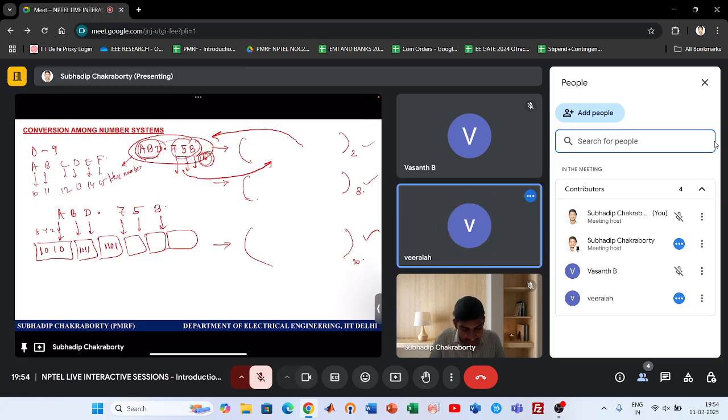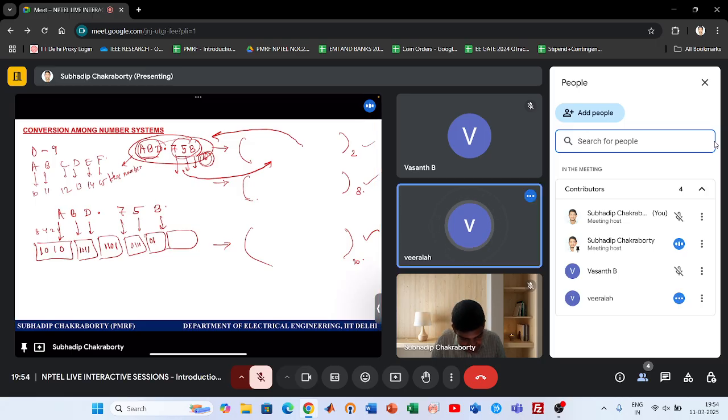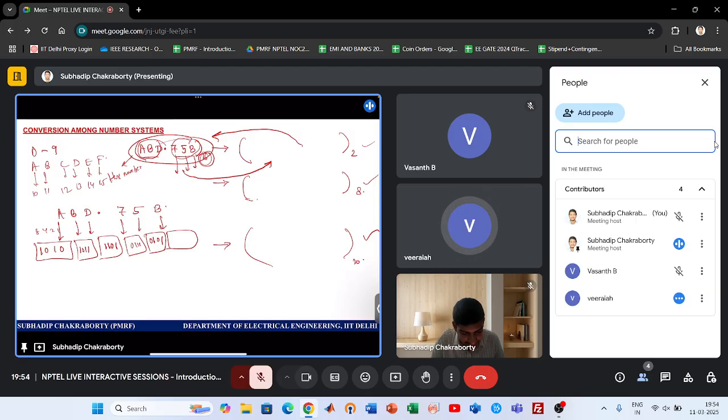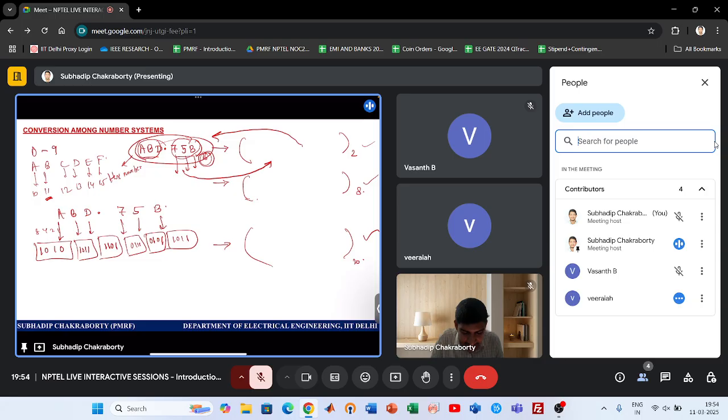Then how can you group 7? 7 is 0, 1, 1, 1. Then how can you group 5? 0, 1, 0, 1. And then how can you group B? B is 11. So how can you group 11? 8 plus 2 plus 1: 1, 0, 1, 1. So we have actually decoded. So how to write? 1, 0, 1, 0, 1, 0, 1, 1, then 1, 1, 0, 1, point 0, 1, 1, 1, 0, 1, 0, 1, 1, 0, 1, 1.